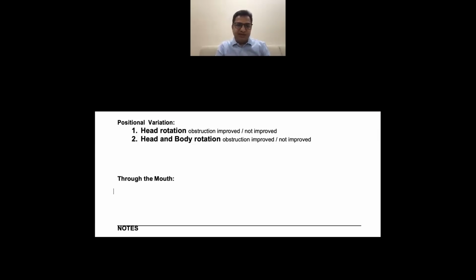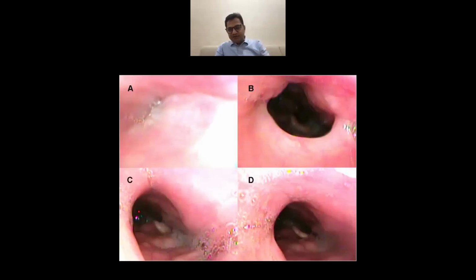Then you can use positional variations, such as you can do the DISE in head rotation, head and body rotation. And if you see the changes, I'll not go into detail of that. Mild sleep apnea, if you change the side and the patient airway opens up, then you do not need to operate. You can just put him on that particular side and ask him to sleep on that side. Give him a tennis ball in the pajama or a sleep trainer device, so that he doesn't sleep on the back and the problem will be solved.